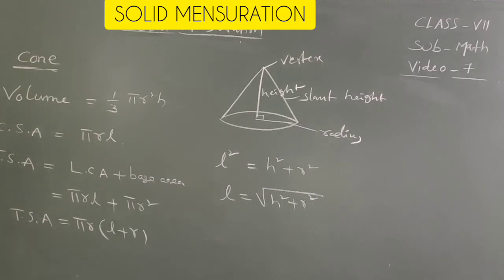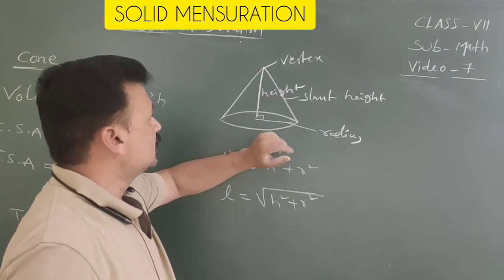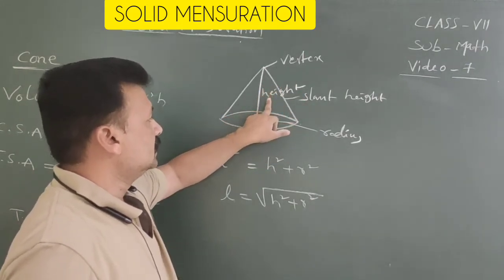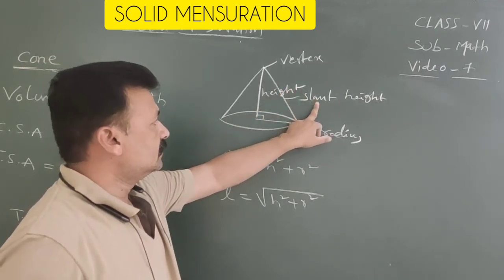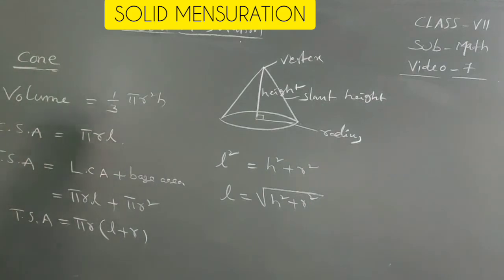Listen once again. The cone has 4 important parts. First one, vertex, then height of the cone, slant height of the cone, then radius of the cone, because the base is in the shape of a circle.